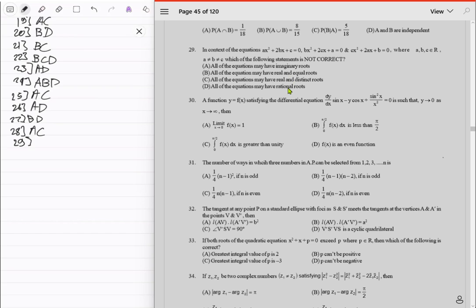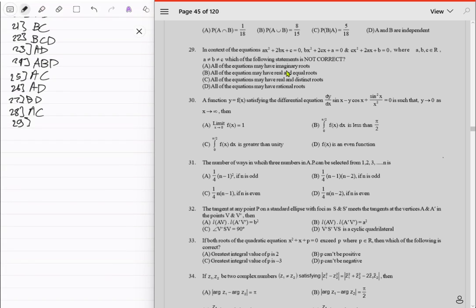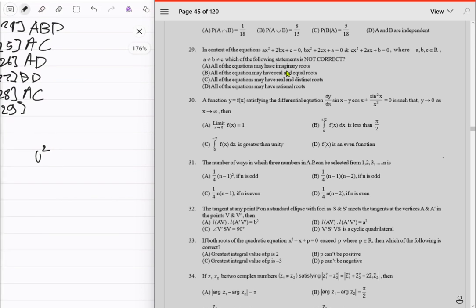अच्छा तुम्हें सिर्फ नेचर चाहिए रूट्स का, रैशनल रूट्स, रियल रूट्स. तो इसका डिस्क्रिमिनेंट क्या रहेगा? A, B, C real numbers हैं, ओके. All of the equations may have imaginary roots. तो डिस्क्रिमिनेंट क्या है? B square is bigger than AC for real roots. अगर सबकी इमेजिनरी रूट्स हैं, then this has to be less than 0. B square is less than AC.